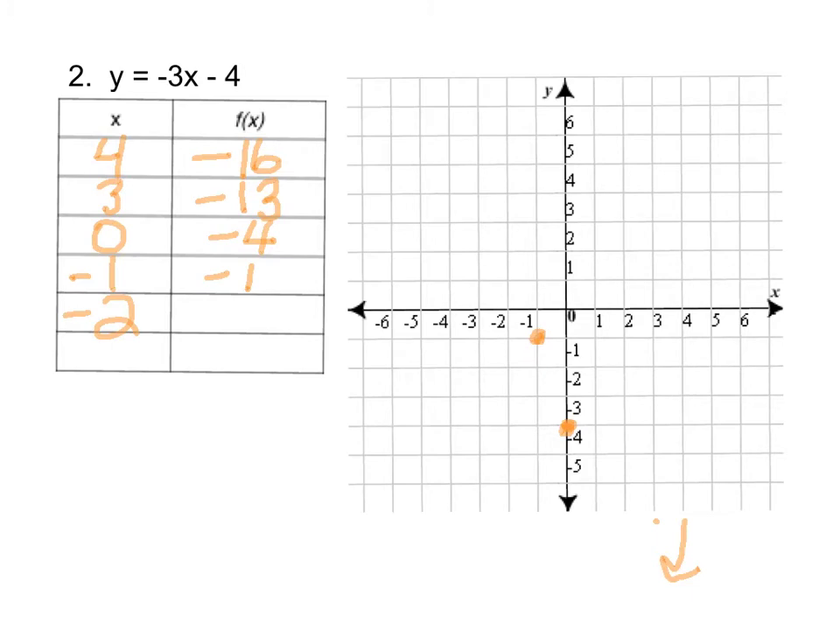And then we have negative 3 times negative 2, which is 6. 6 minus 4 is 2. So we have negative 2, positive 2. And so we would connect our dots with a straight edge and label the graph with the equation.